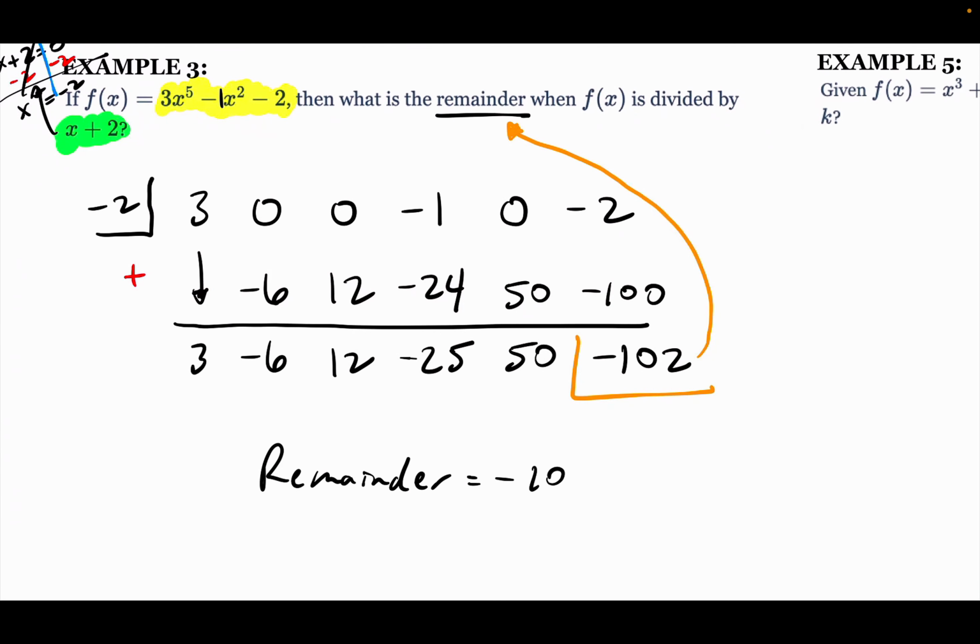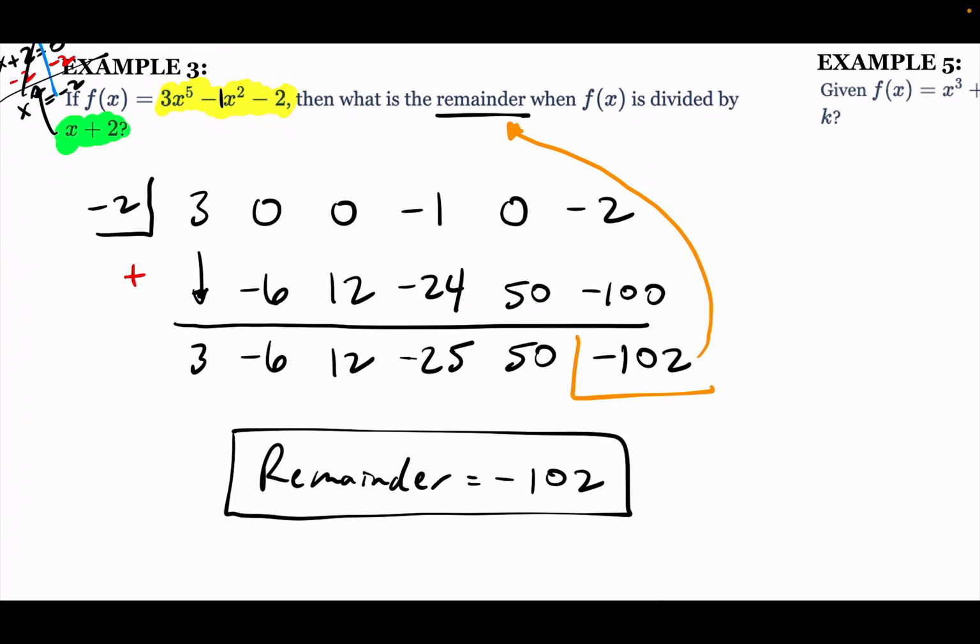You don't need to put the over. The only time you put the over is when they want an actual answer. So yeah, you don't need to put negative 102 over x plus 2. You don't need that. If they're just asking for the remainder, just the actual number.